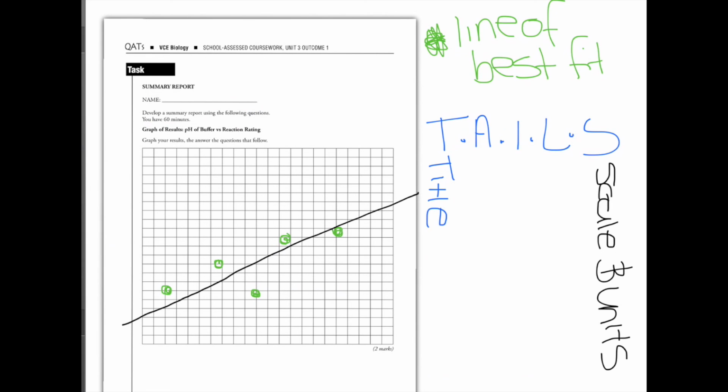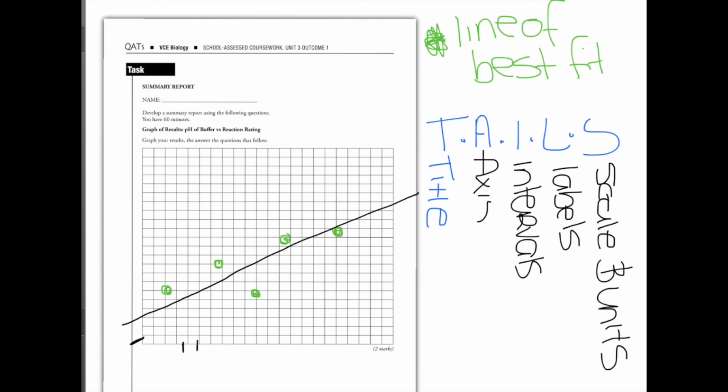All right. Labels, even intervals. So make sure if you've got 0 here and you've got 5 here, so you've got 1, 2, 3, 4 spaces, that you're not doing 6 here. They need to be evenly spaced out. And you need to have your axes labeled.